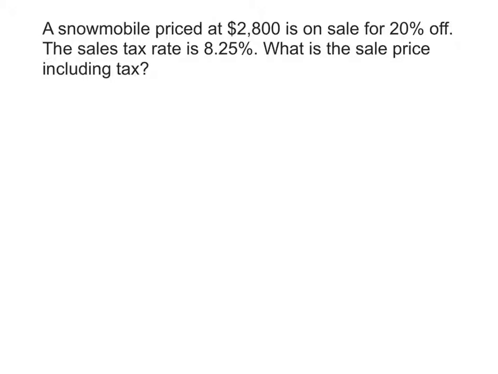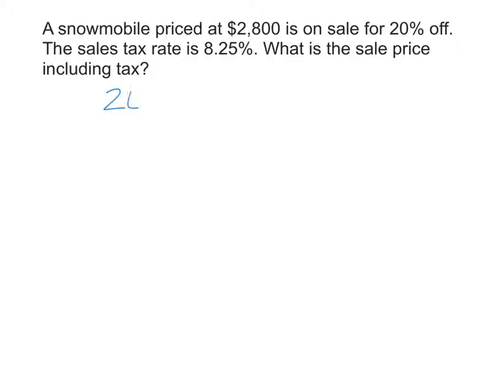Okay, so a snowmobile priced at $2,800 is on sale for 20% off. Woo! And the sales tax rate is 8.25%. So what is the sale price including tax? So we're going to end up with one answer. And we're going to start by finding the discount first. We're going to find the sale price.